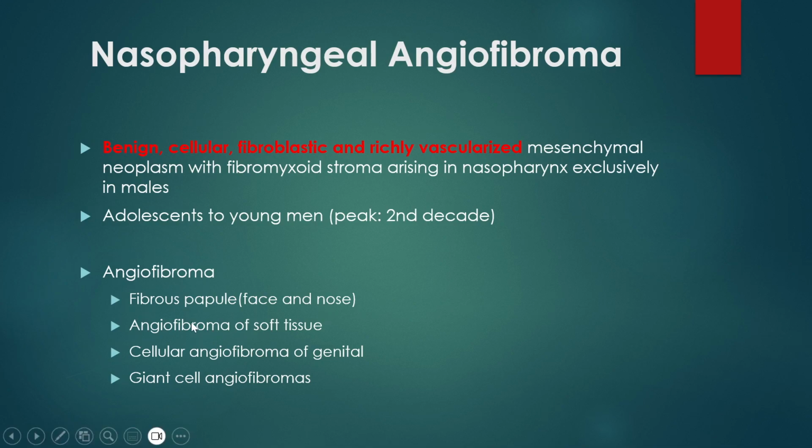And then the other one is angiofibroma of soft tissue. This kind of angiofibroma is a deeper soft tissue mass, characterized by tons of vessels. Then the other one is cellular angiofibroma of the genital area. The characteristic finding is the immunostaining, which is CD34 positive and Rb loss. And then the last one is giant cell angiofibroma. This is one variant of the solitary fibrous tumor, which we will talk about later. So do not get confused about angiofibroma.